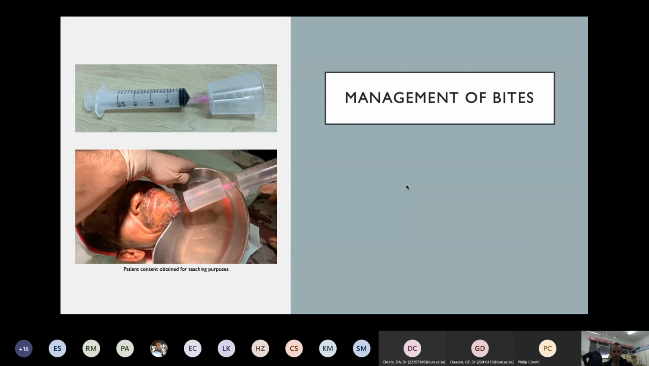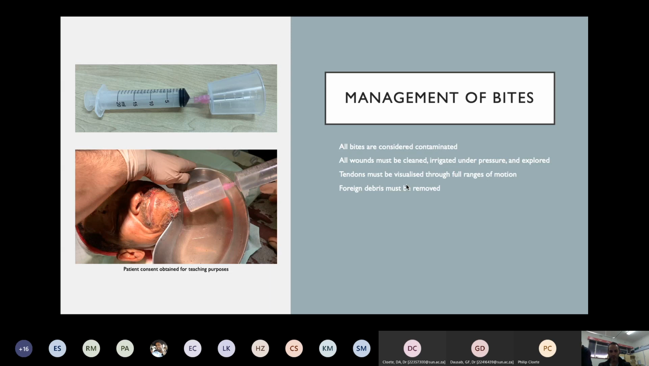So management of bites just boils down to basic good wound care. All bites are considered contaminated. All wounds must be cleaned and irrigated under pressure and explored, and that's important for wounds over tendon areas and joint areas. Tendons need to be visualized through full ranges of motion. So if, for instance, a cat bite is close to the joint, you need to assess that joint in full range of motion. Foreign debris must be removed, bits of teeth, okay.